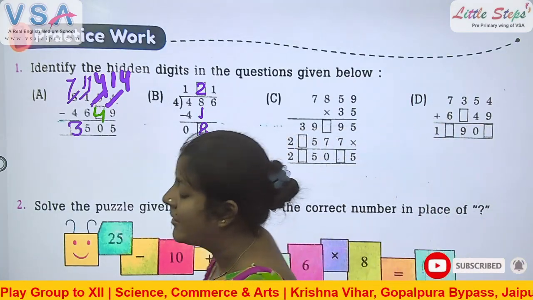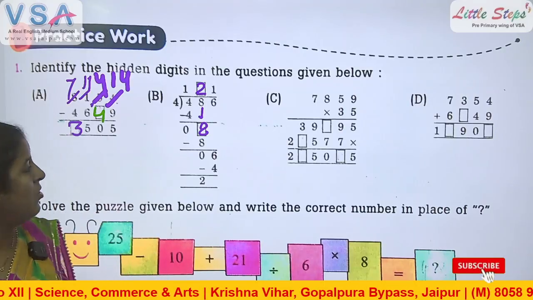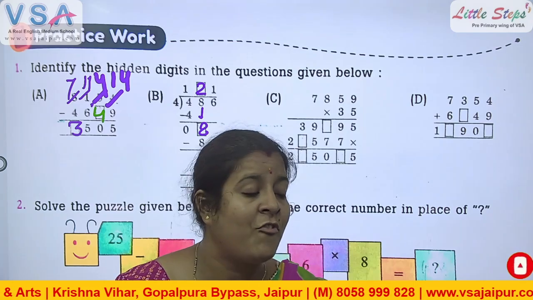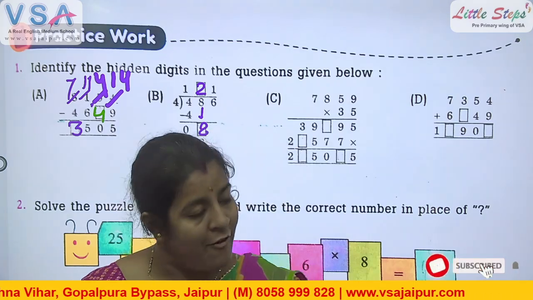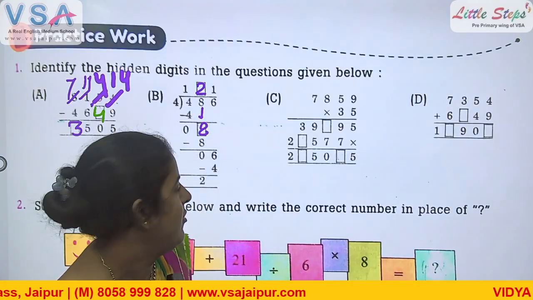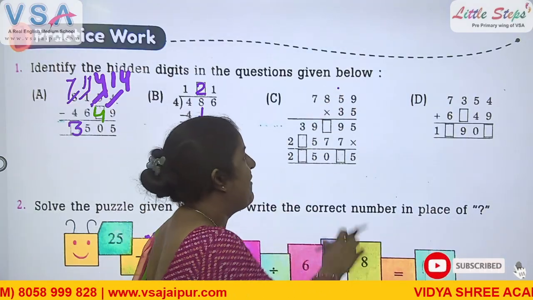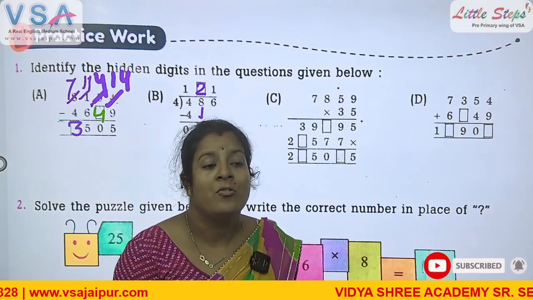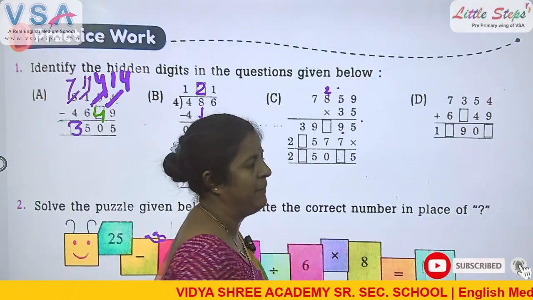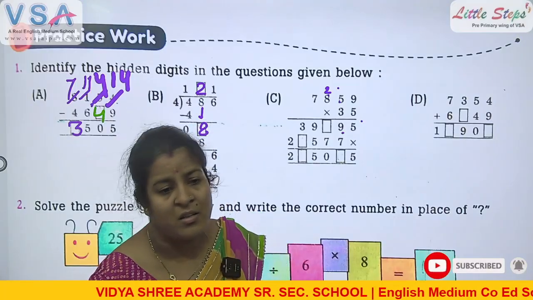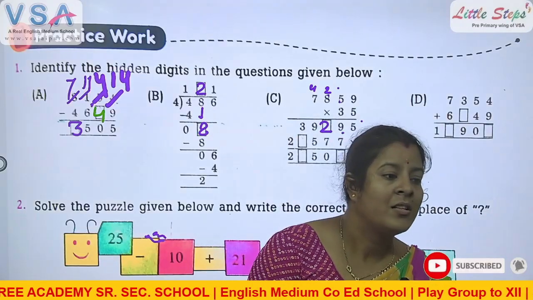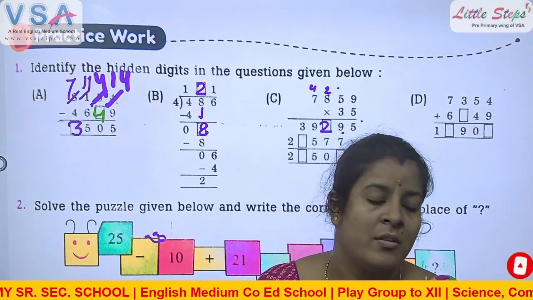7859 multiplied by 35. Can we multiply 5 and 3? First of all, multiply by 5. 5 nines are 45, so write 5 and 4 carry. 5 fives are 25 plus 4, 29, so 9 and 2 carry. 5 eights are 40 plus 2, 42. 5 sevens are 35 plus 4, 39.